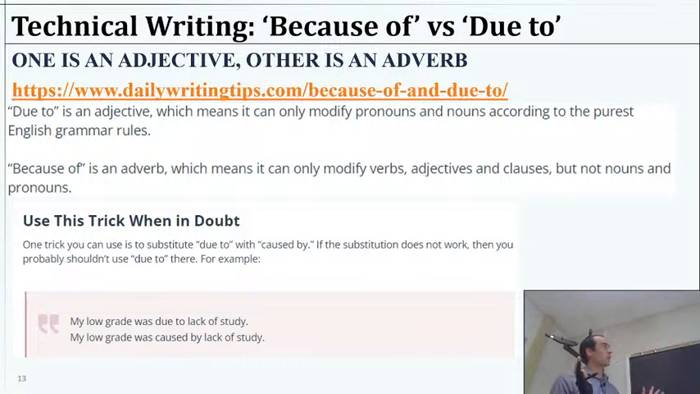I'll explain that in just a second. Technically, the difference between these two phrases: due to is an adjective, so it can modify only pronouns and nouns. And because of is an adverb, so it can't do the same thing as due to, and it can only modify verbs, adjectives, or clauses, not nouns and pronouns. So if you're not sure which to use, which probably is most of us, what you can do is check to see if you can replace the phrase with caused by. I've started using this writing check, the caused by substitution.